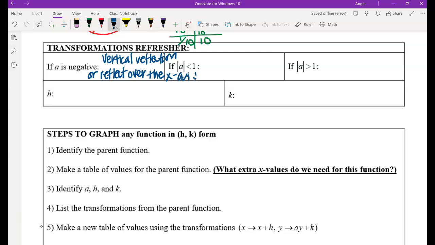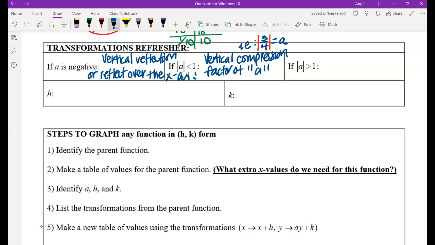Now, if the absolute value of A is less than 1, then we call it a vertical compression. Yes, the word vertical is very important. Factor of whatever that value is. Let's say, i.e., A equals 3 over 4. Well, the absolute value of 3 over 4 is positive 3 over 4, which is still less than 1, so it's a vertical compression.